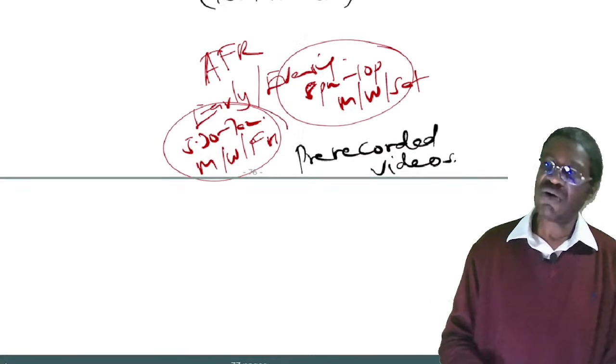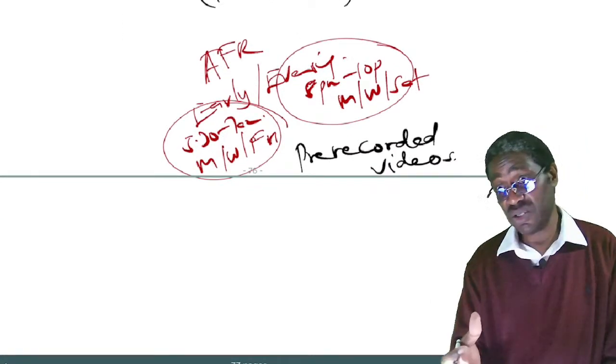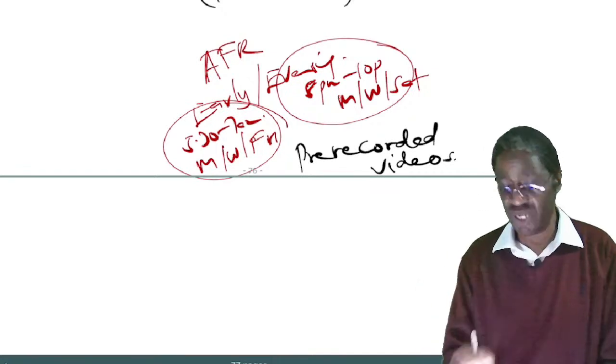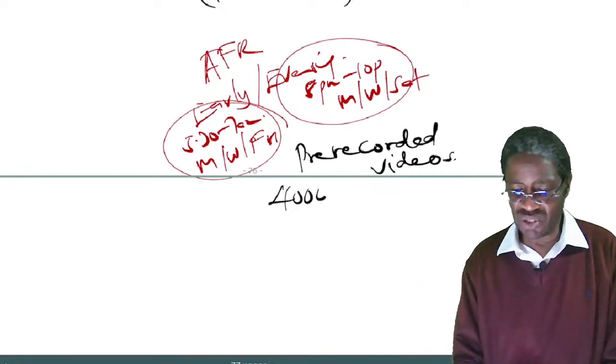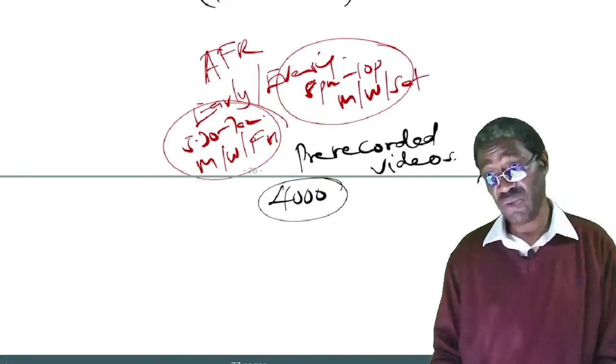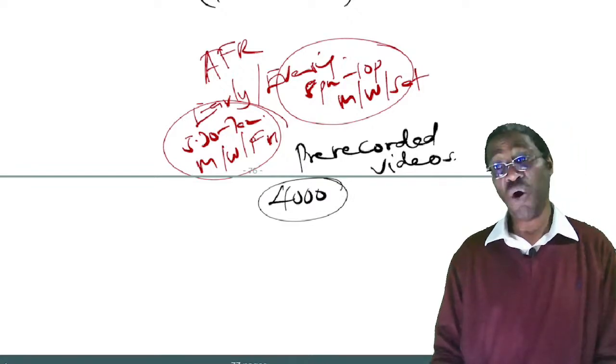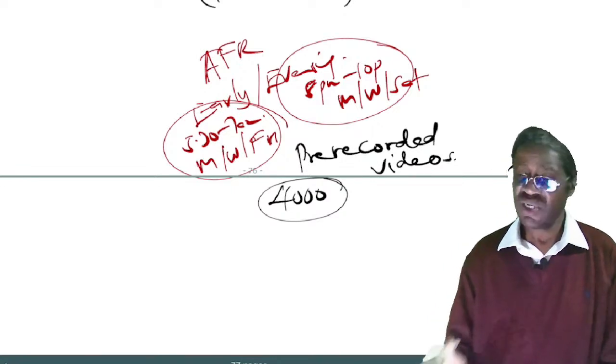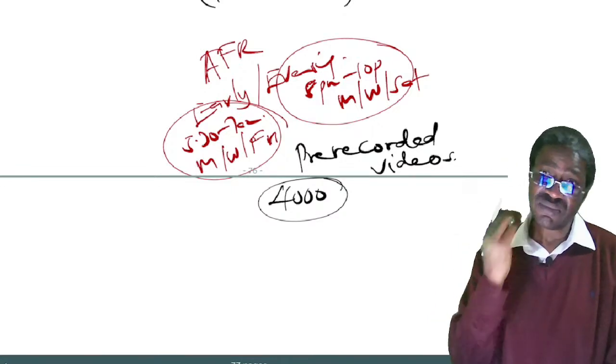Good. For either of them, whether a live class, early morning or evening, or pre-recorded, we are charging 4,000 shillings and we still accept payments on installments. Okay, good.